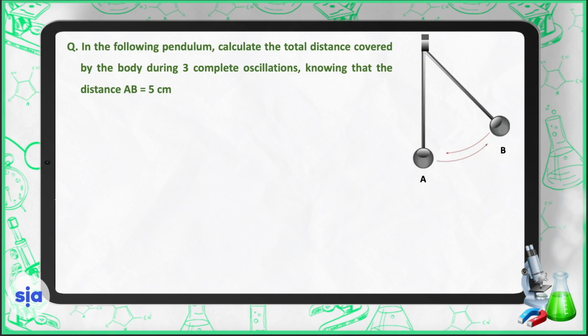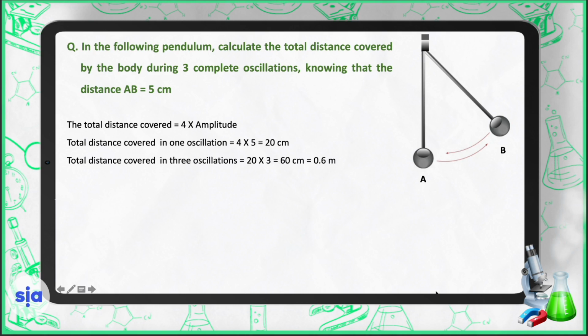In the following pendulum, calculate the total distance covered by the body during 3 complete oscillations, knowing that the distance AB equals 5 centimeters. Now we know that the total distance covered equals 4 times the amplitude. So in one oscillation, 4 times 5 centimeters gives us 20 centimeters. The total distance covered in 3 oscillations equals 20 times 3 equals 60 centimeters. In other words, 0.6 meter.